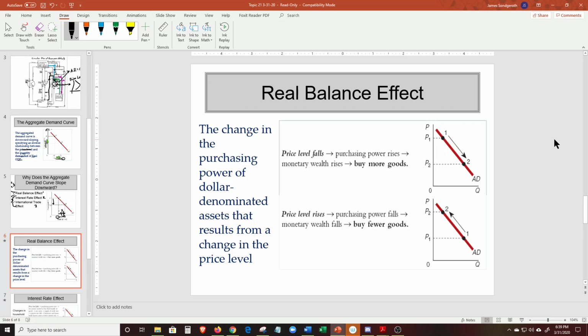So the real balance effect just means there's a change in the purchasing power of dollar-denominated assets that results from a change in the price level. So basically, dollar-denominated assets. They're really talking about things like savings and checking accounts. Or maybe just that bundle of cash you have under your mattress. Just joking about that, but could be.